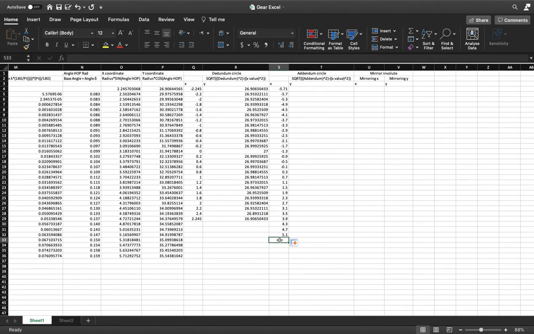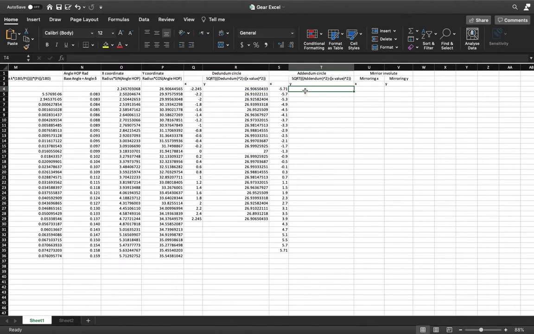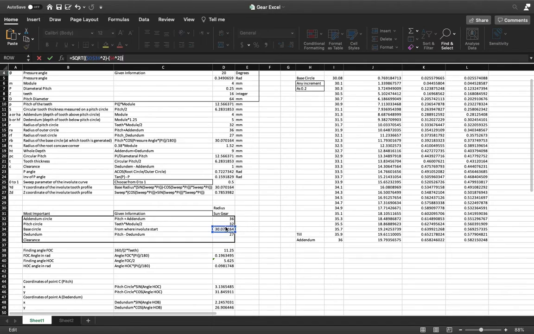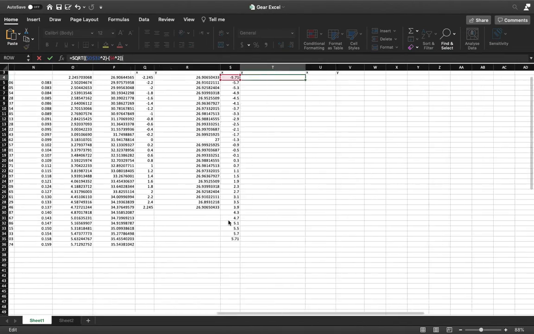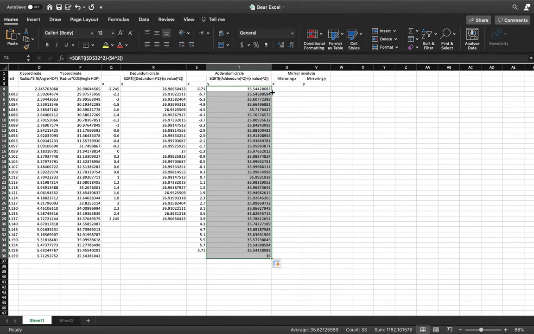5.1, 5.5, 5.7, 5.71. So I'm a bit lazy, as I said. This equals the same, but just change this from dedendum to addendum. Yeah, but why the extra one?